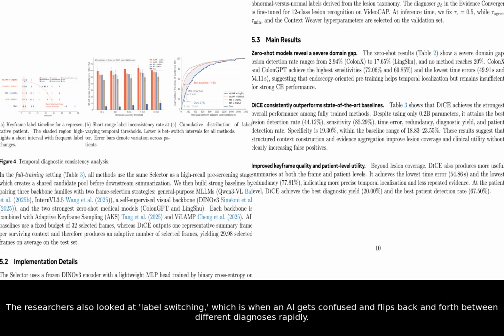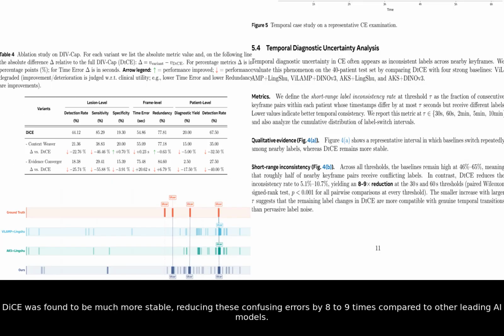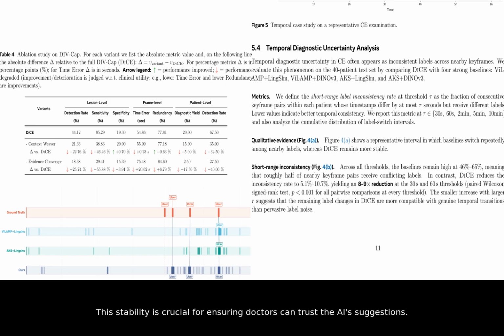information. The researchers also looked at label switching, which is when an AI gets confused and flips back and forth between different diagnoses rapidly. DICE was found to be much more stable, reducing these confusing errors by 8 to 9 times compared to other leading AI models. This stability is crucial for ensuring doctors can trust the AI's suggestions.